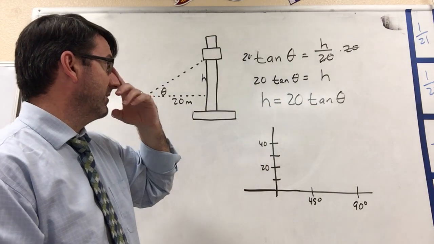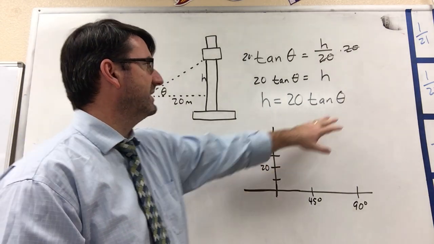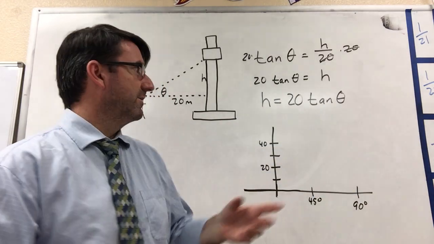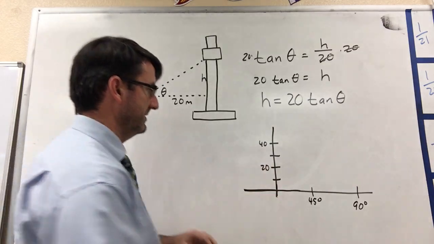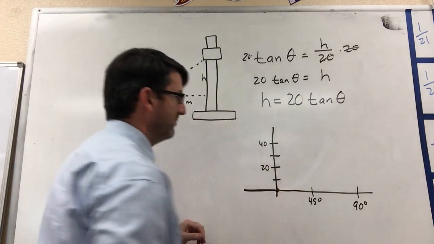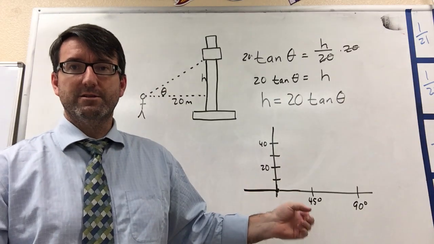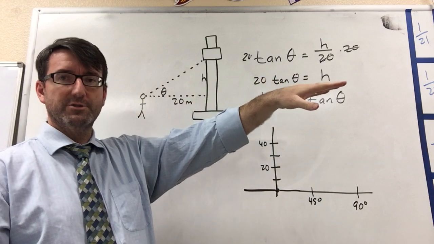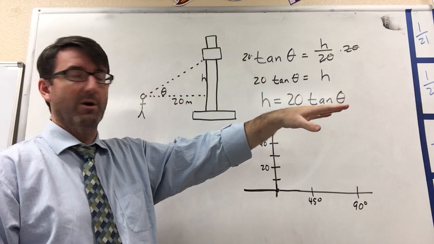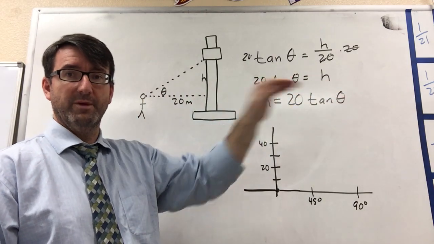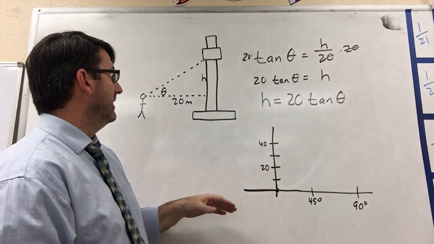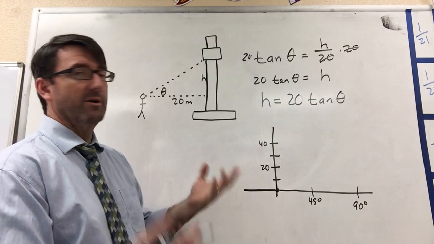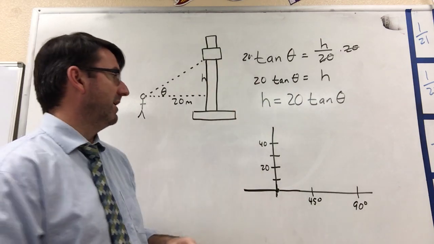And so, first of all, if we plugged in 0 for theta, the tangent of 0 is 0. So this whole thing is going to be 0. The height is going to be 0. So we can mark that point. And that should make sense, since if this guy is looking straight across at an angle of 0, angle of elevation of 0, meaning he's looking parallel to the ground, the height is going to be 0. They haven't gone up at all.